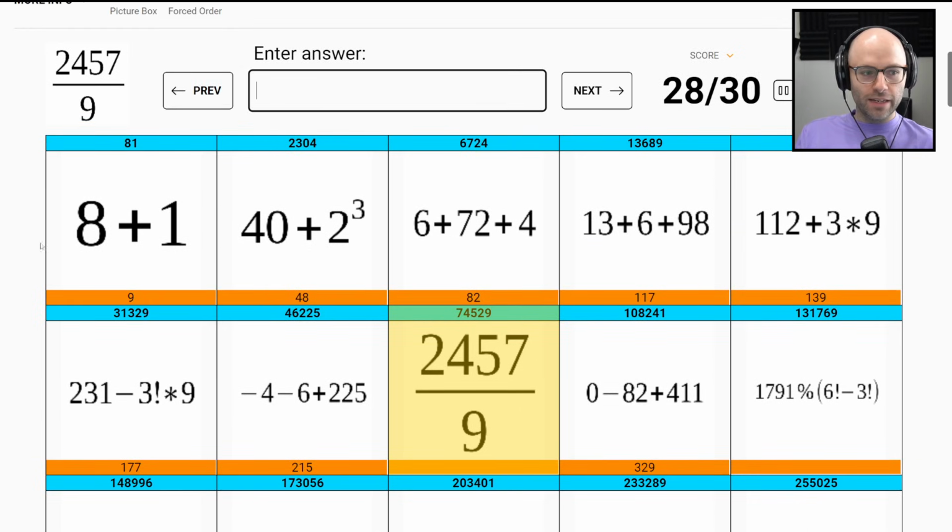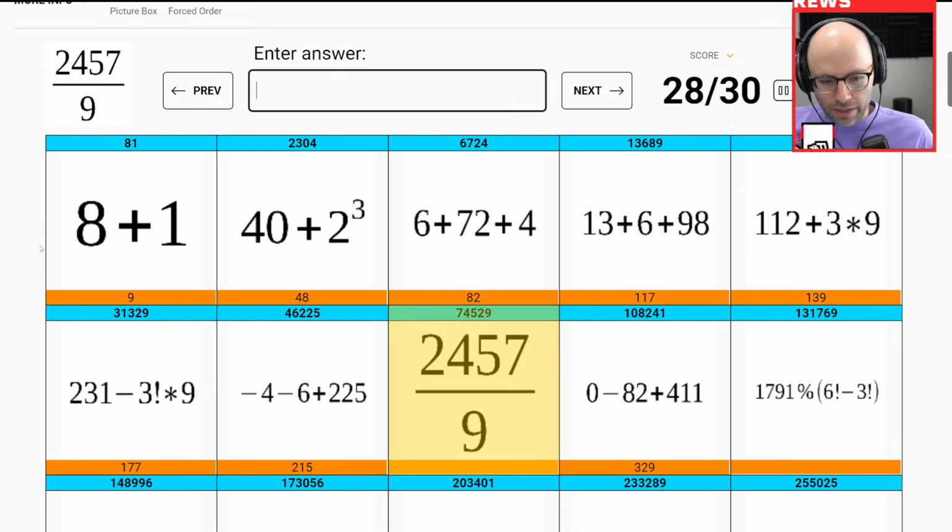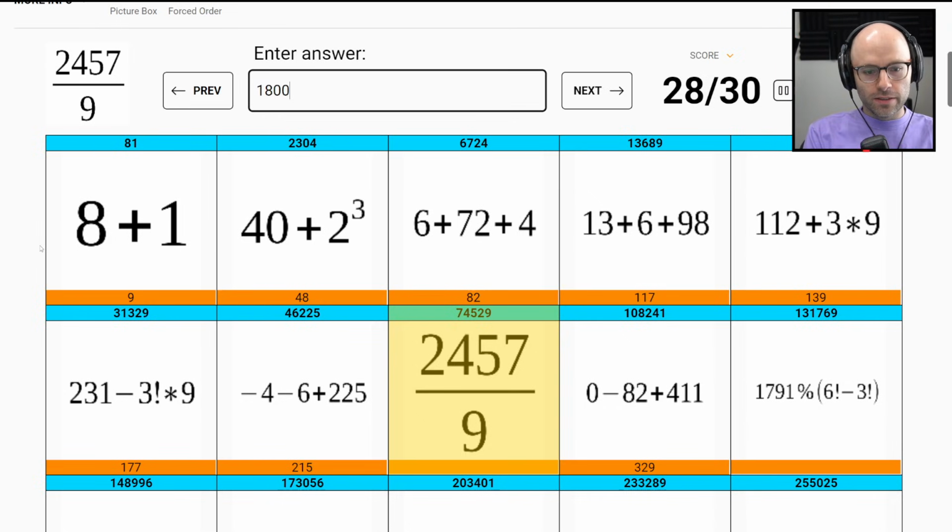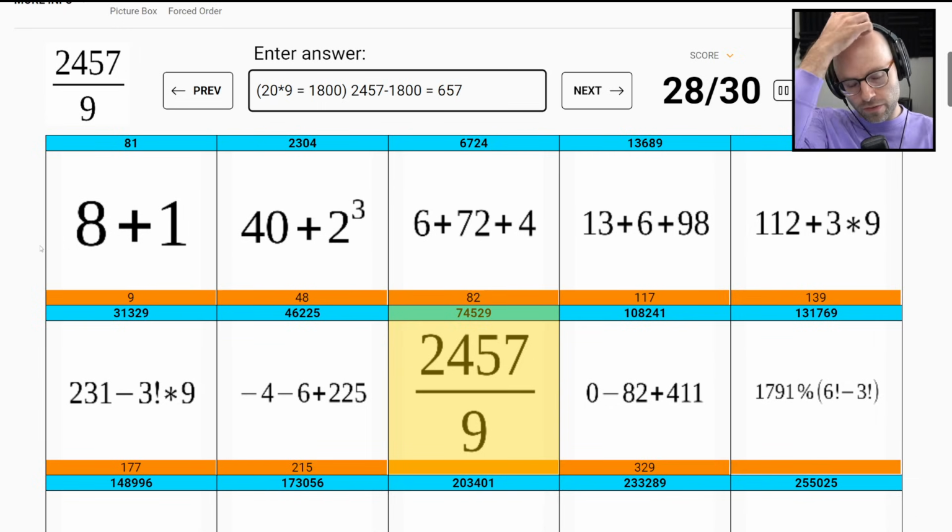2,457 over 9. It's more than 20 and less than 30. It's 20, which takes you to 1,800. Hang on, 1,800. And then 2,457 minus 1,800 equals 657. Then 657 divided by 9 is less than 100.